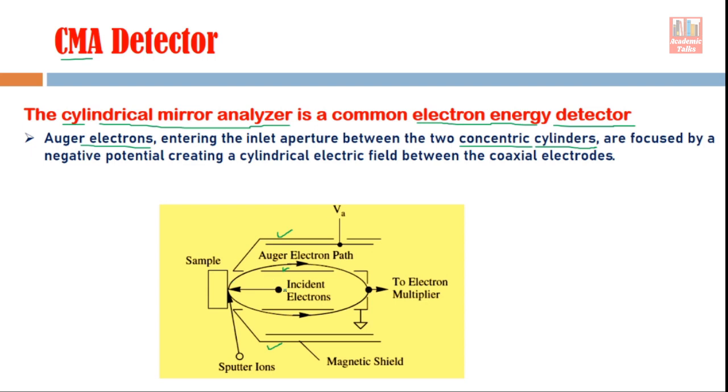Now when the incident electrons fall on the sample surface, Auger electrons will come out of it, and these Auger electrons will enter into this portion through this narrow opening.